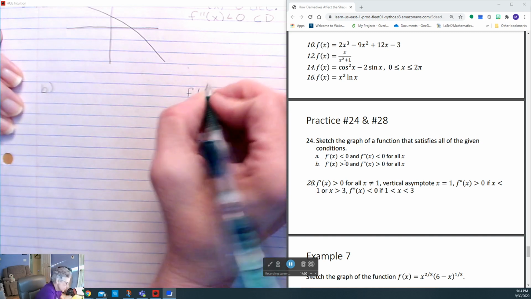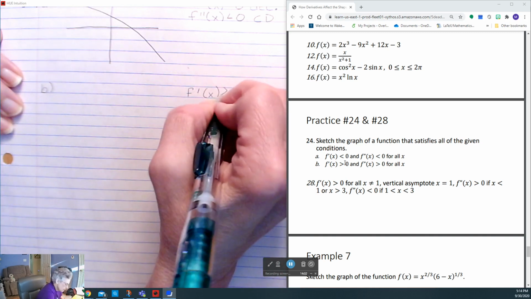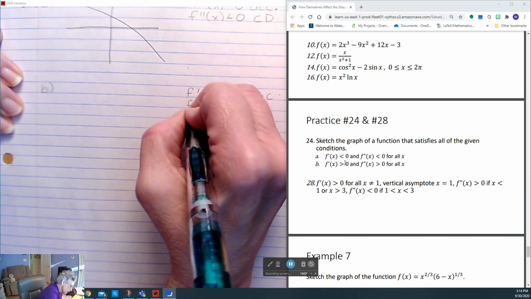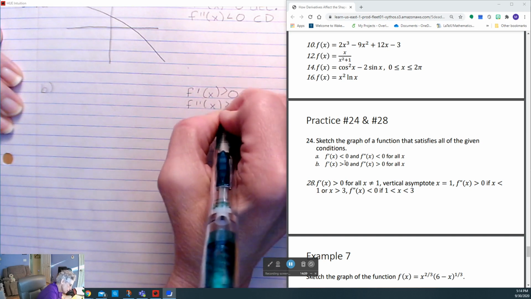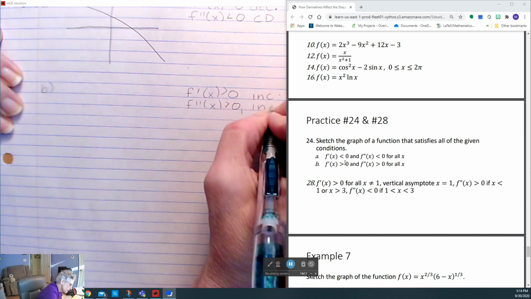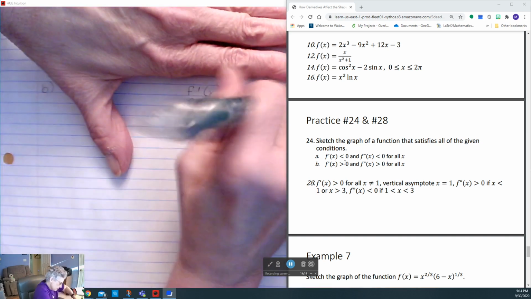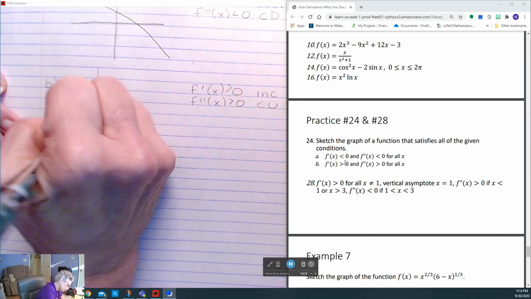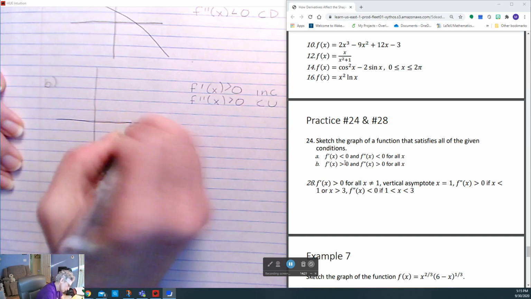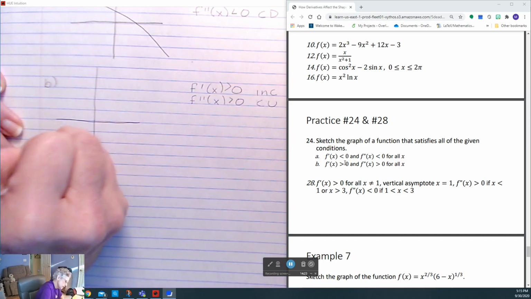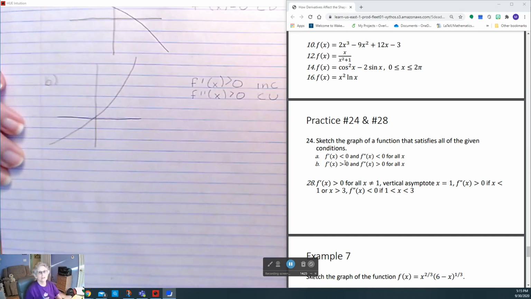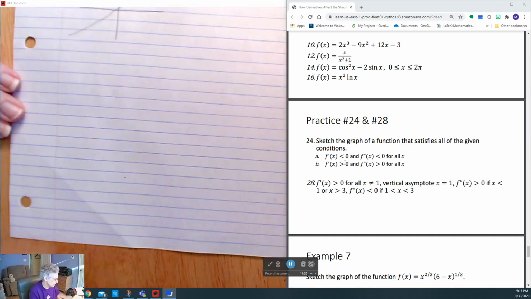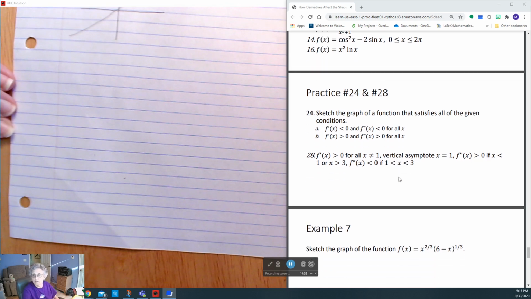Part B wants the first derivative to be positive and the second derivative to be positive. Increasing at an increasing rate. Increasing, concave up. So it's always increasing, and it's increasing faster and faster and faster. Easy enough. Let's see if number 28 is a little more fun.